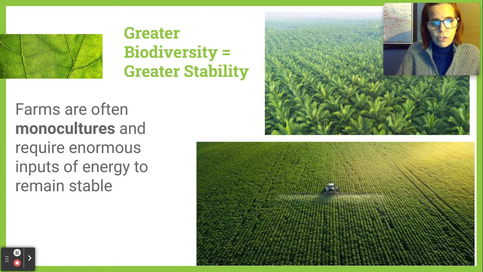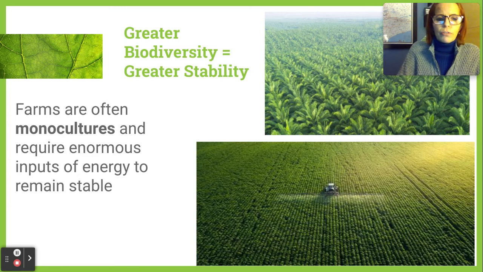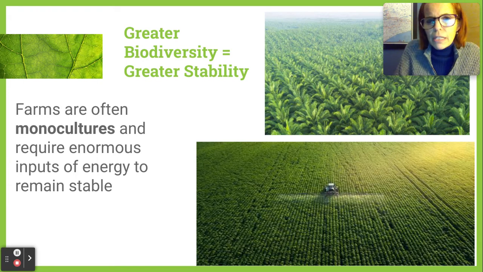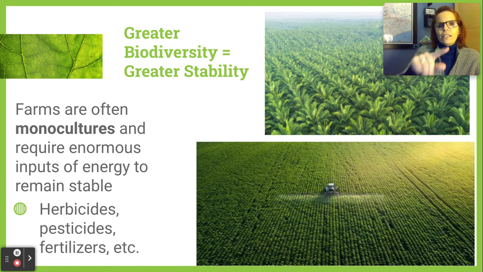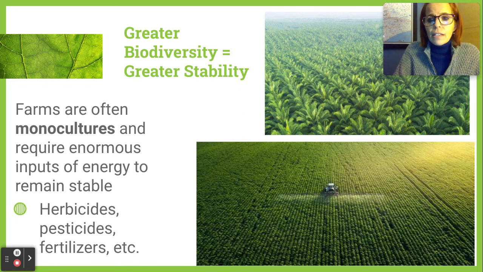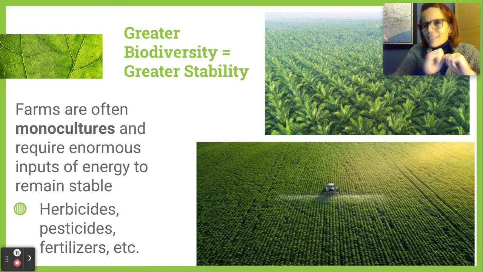So farms, interestingly enough, are what are called monocultures. They are the opposite of biodiversity. They require enormous amounts of energy to stay monoculture. They're completely unstable. So in this case, we've got this farm down below. It requires herbicides and pesticides and fertilizers. And if a disease arrives, it spreads through the whole field super quickly because they're all clones of each other. In essence, they're all the same species. Or if a pest arrives that likes to eat that particular crop, it's going to spread through the crop because there's only one crop there.